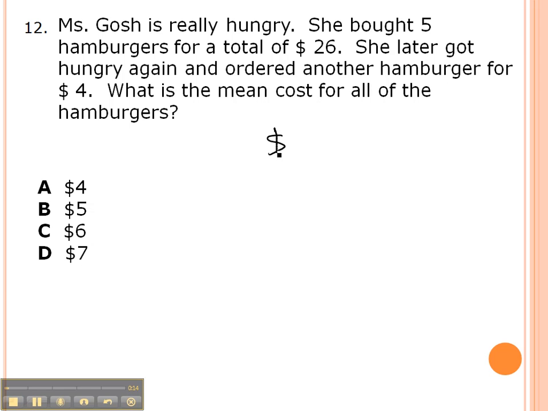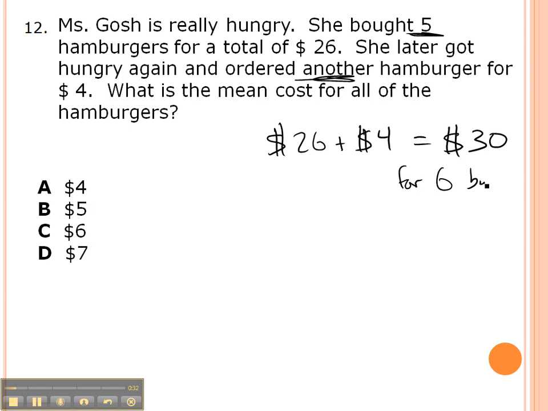So the total amount of money she spent was $26 plus $4, or $30. For $30 she bought, well, first she bought 5 hamburgers and then she ordered another, so that's altogether 6 burgers. $30 for 6 burgers. If we want to know the average cost or the mean cost for one hamburger, we would spread this total cost out evenly among the 6 burgers to find out on average how much a burger cost, and that would be 30 divided by 6, or $5.